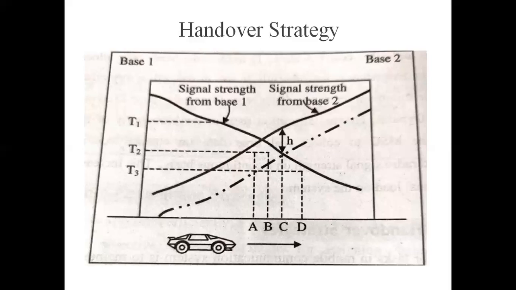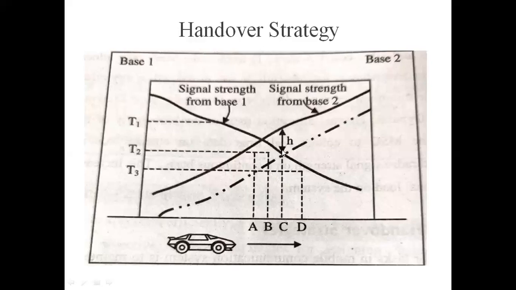Now, what happens if the signal strength from the serving base station becomes smaller than the signal strength from some other target base station by a fixed value called hysteresis margin, which is this H, is basically greater? So what happens then? Relative signal strength with hysteresis then allows a user to hand over. So in this case, handover will occur at point C.